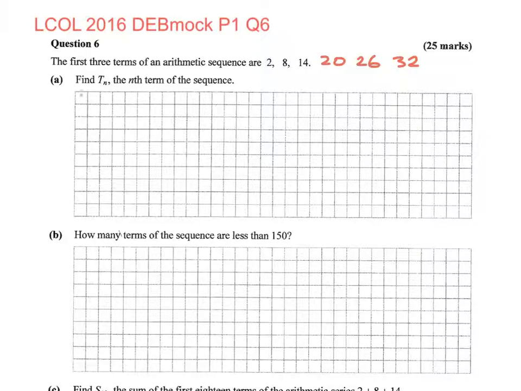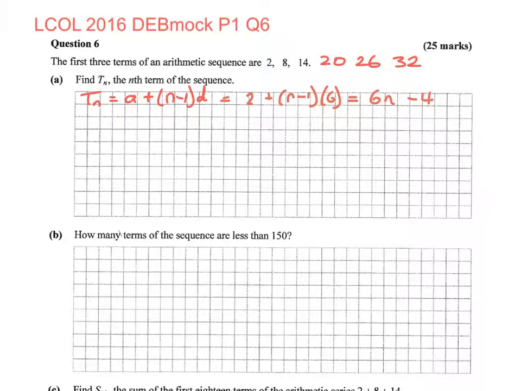You can use the formula that's given to you in the formula book, which is a plus n minus 1 lots of d, where a is the first term and d is the common difference. So a is 2, and d is the common difference between two successive terms, so it's 6. I substitute my 2 and my 6 into that formula, and when I've worked it through and opened up all the brackets, I end up with 6n minus 4. That's one way of doing it.